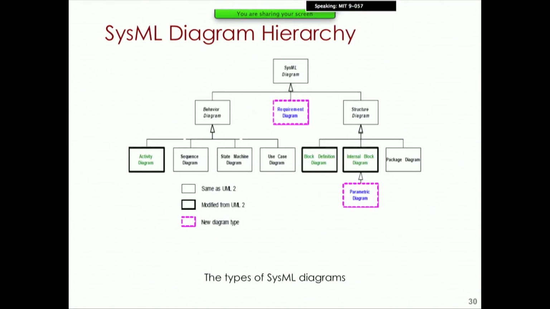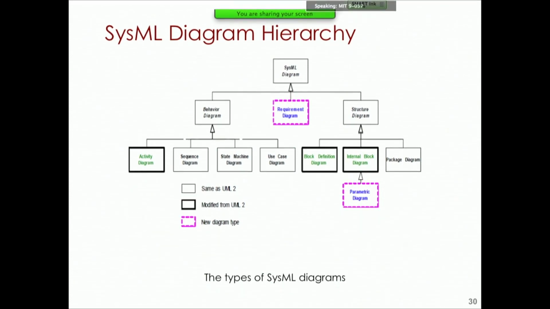Okay, so let's talk about the diagrams. There are 9 types of diagrams in SysML, and I'll try and just give you a brief explanation of what they do. I won't go into the syntax for all of them because there's quite a bit of detail in the syntax, but I'll show you some examples of a couple of them. So I'll go from left to right. There are 2 main classes, behavior and structure, similar to OPM.